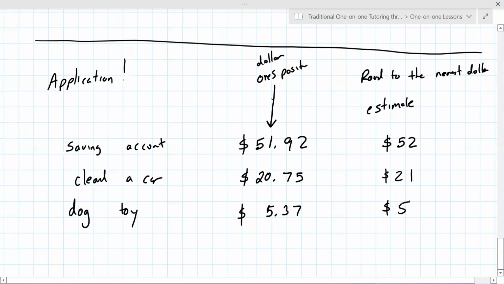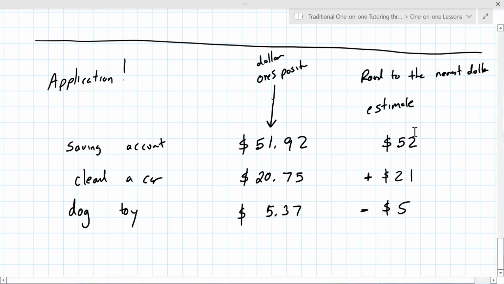Okay. So now you're adding the 21. Why are you adding the 21 in this scenario? What does the 21 refer to? Cleaned a car. So you got that. That's for you. Okay. But now you're spending the 5. So that's why we subtract it.